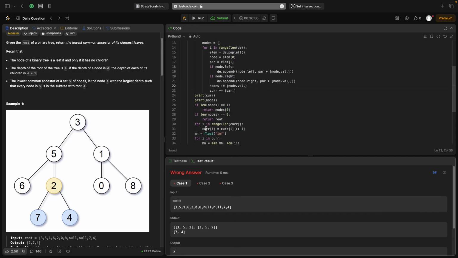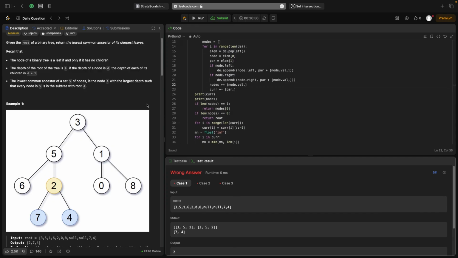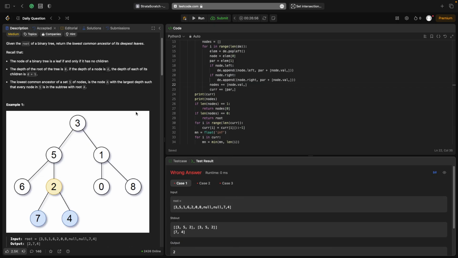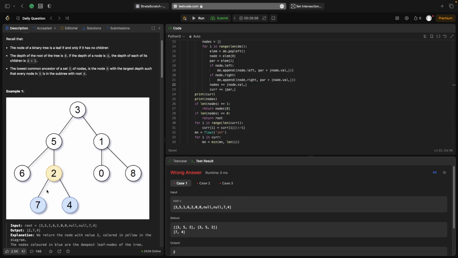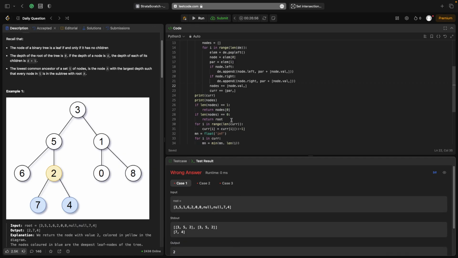Okay, so there are some edge cases for this question. One example is what if the lowest level only has one node? Which means there isn't going to be any lowest common ancestor because there are no other nodes to compare with. So we have to return the node itself. For example, if 7 wasn't here, then we just return 4. Another case is if the tree is just the root, then it's just going to be the root itself. So that's why we return the root.